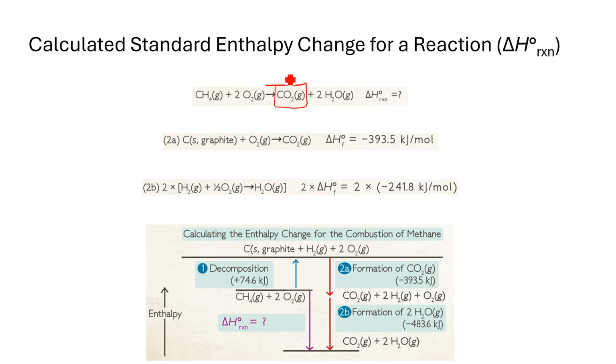So CO2 is going to be 2A, and here it is. So to make CO2, we need carbon and oxygen to make CO2. And you get this number from a table. Okay, so that's the formation, the enthalpy of formation for CO2. Now you need the enthalpy of formation for water. And there it is.